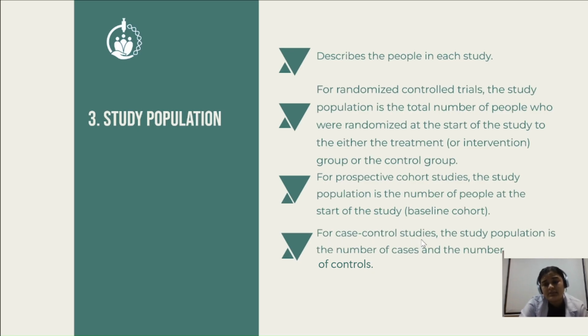For case control studies, the study population is the number of cases and the number of controls. So again, it is similar to what the randomized control trials had. They had the treatment and the control group, but for case control studies, it's actually the number of cases, for example, the number of incidents that have taken place, and the number of controls, which means the number of people who did not eventually go through that incidence of risk.